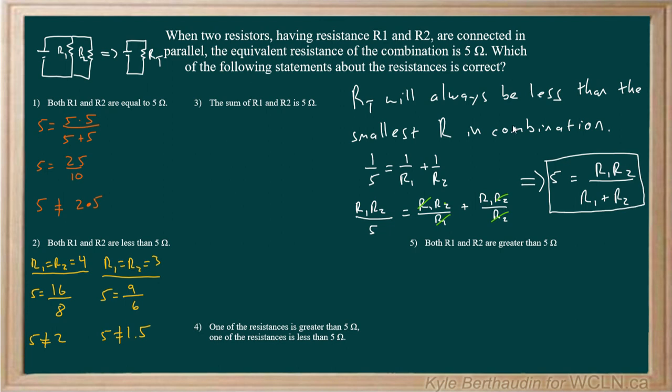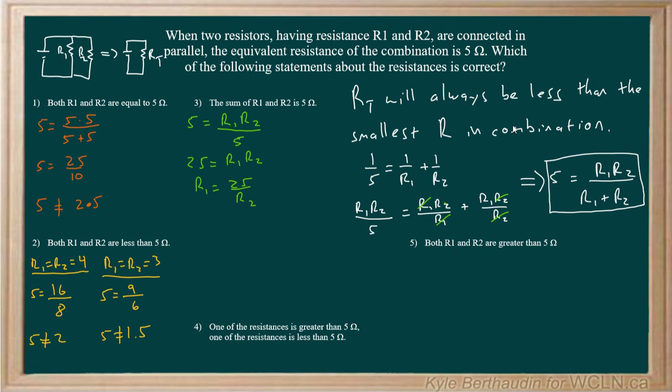Statement 3 is the sum of R1 and R2 is 5. This one's a little bit longer, but very interesting. So let's test that out. 5 is equal to R1 times R2 divided by R1 plus R2. But we're told that that is equal to 5. The sum of R1 and R2 is 5. I can cross-multiply the 5 in the denominator to the numerator on the left-hand side, giving me 25 equals R1 R2. And then I'm going to solve for R1, and I'll have 25 divided by R2.